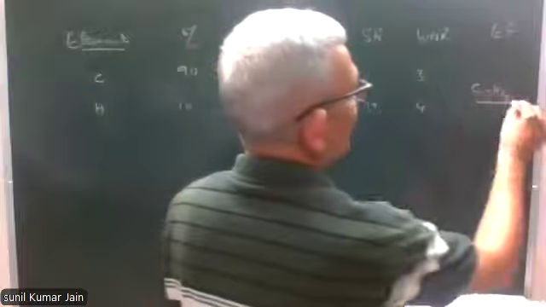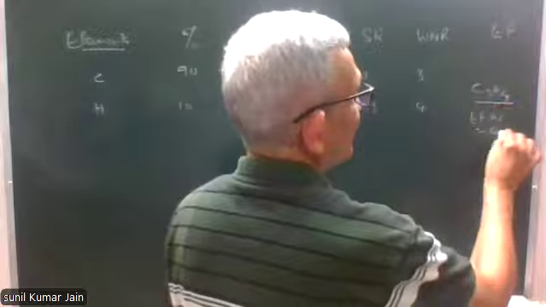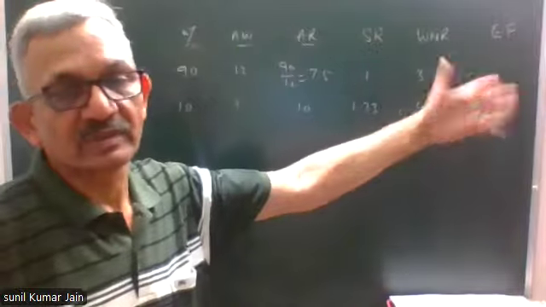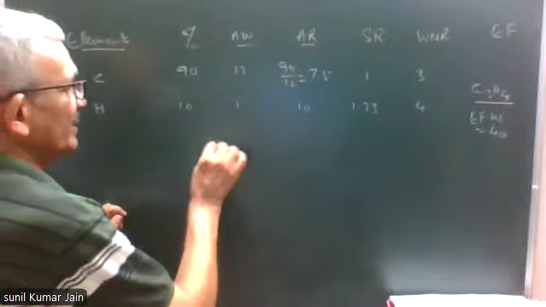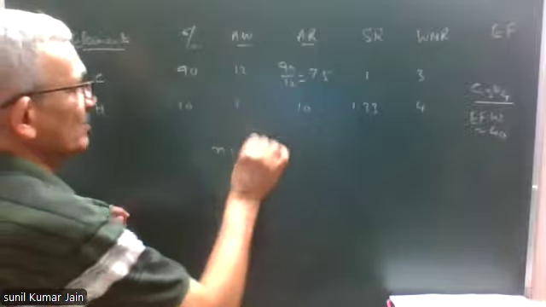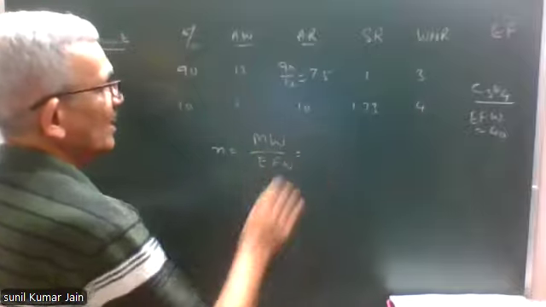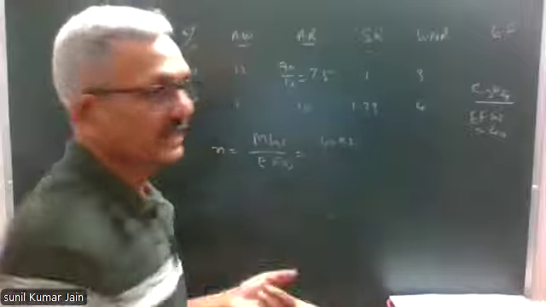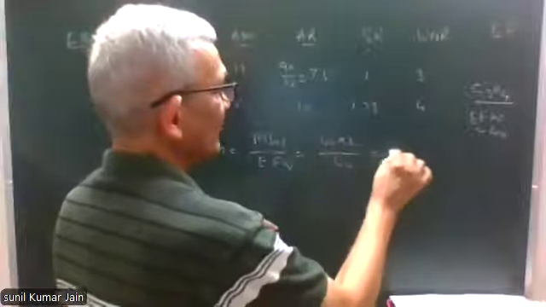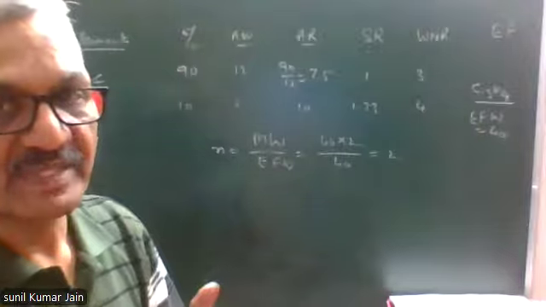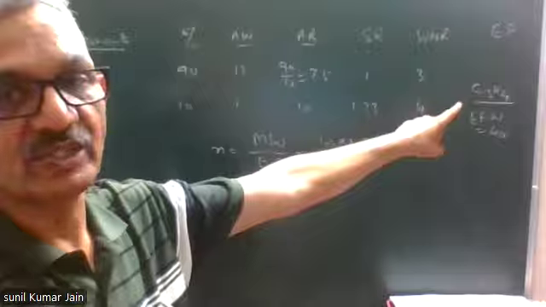Now, from empirical formula, we can calculate empirical formula weight. Empirical formula weight for C3H4 you can calculate by using atomic weights. This comes out to 40. Now, N is equal to molecular weight divided by empirical formula weight. Molecular weight is vapor density into 2. That is 80 is the molecular weight. Empirical formula weight is 40. So value of N is 2. It means molecular formula will be C3H4 into 2, that is C6H8.